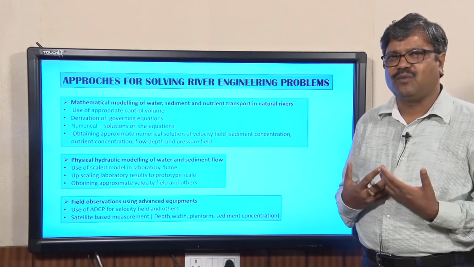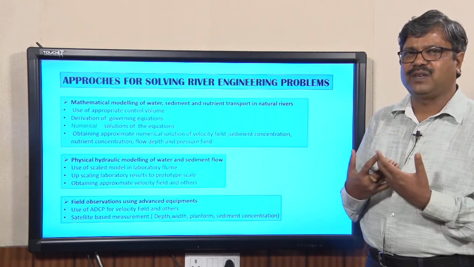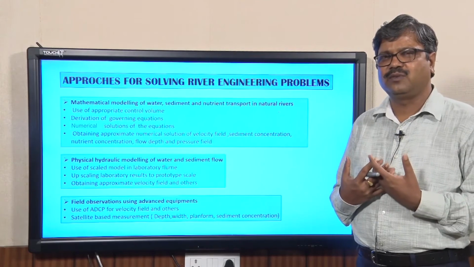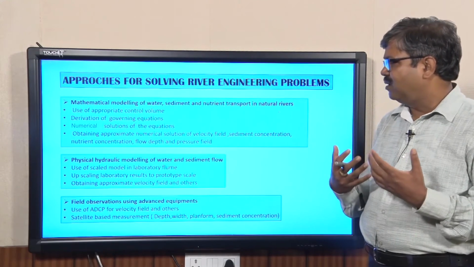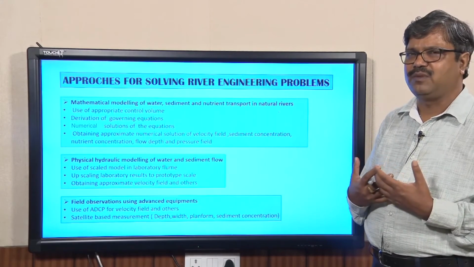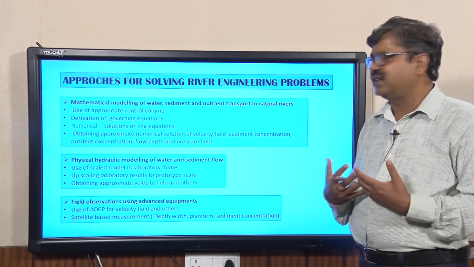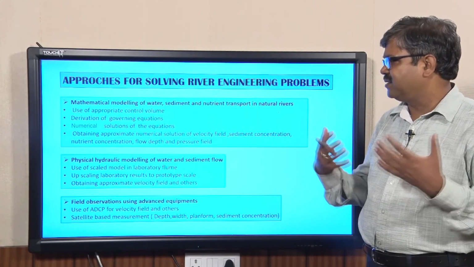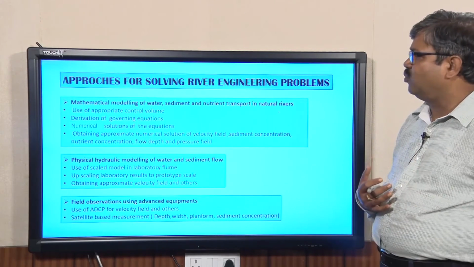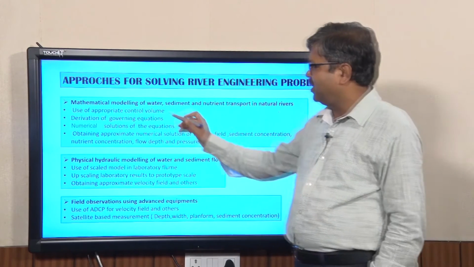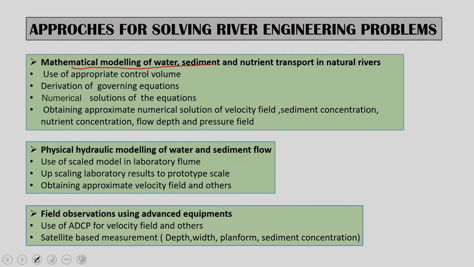One approach is that we can follow mathematically a set of equations, and we can solve these equations to find out the basic characteristics of the rivers, like the velocity, sediment concentrations, nutrient concentrations, the depth and the pressure field. Nowadays we put more emphasis on this, but I can say that each methodology is complementary to the others. There is no superiority, where a mathematical model does good work or a physical model doesn't work; all have advantages and disadvantages.